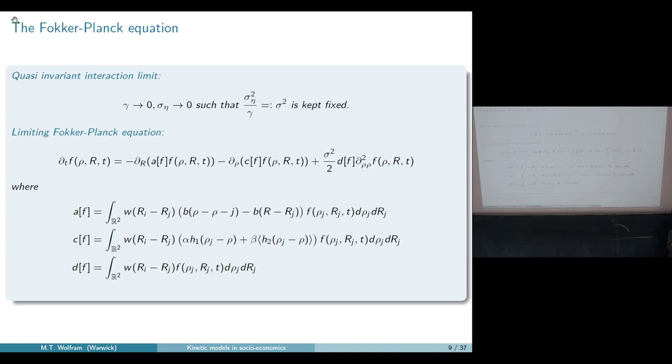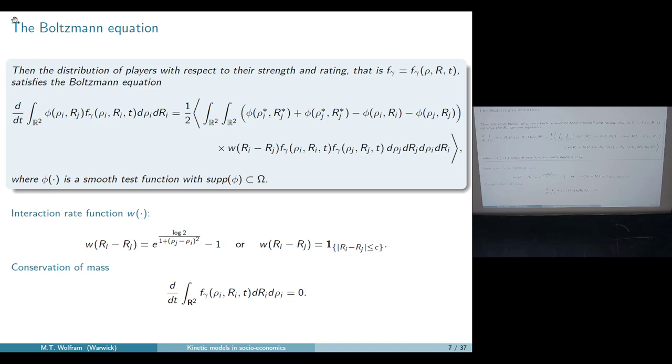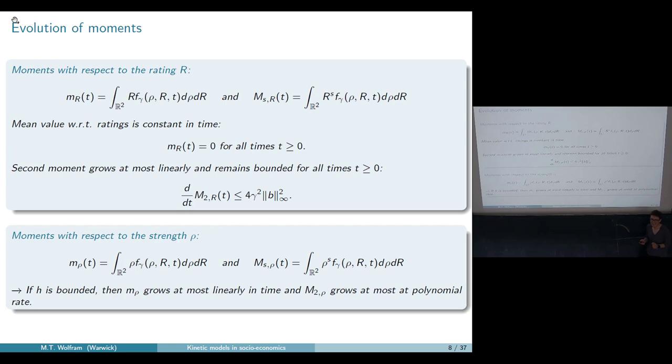Sorry, Marie-Therese, what's the domain of rho and r? Okay, that's a good question. Initially, it's the whole domain. So here we are in full space. When you think about the application, the rankings live between 1,500 and 2,500, so you can scale this and say bounded domain. But then you have to deal with all the boundary terms, which you don't here. So we did it on the whole space.